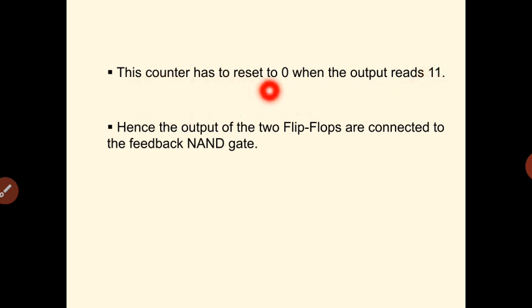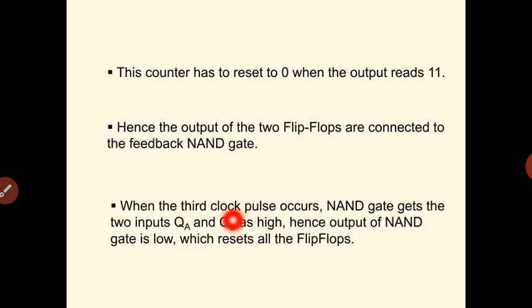So this counter has to reset to 0 when the output reads 1 1. Hence the outputs of the two flip-flops are connected to the feedback NAND gate. When the third clock pulse occurs, the NAND gate gets the two inputs QA and QB as high, hence the output of the NAND gate is low, which resets all the flip-flops. So the 1 1 output state is avoided with the help of the feedback NAND gate.